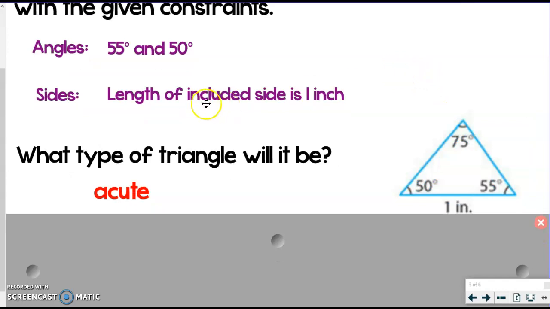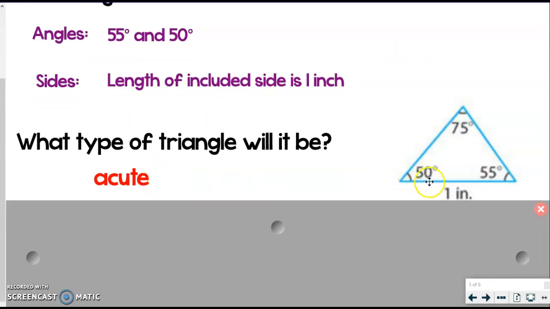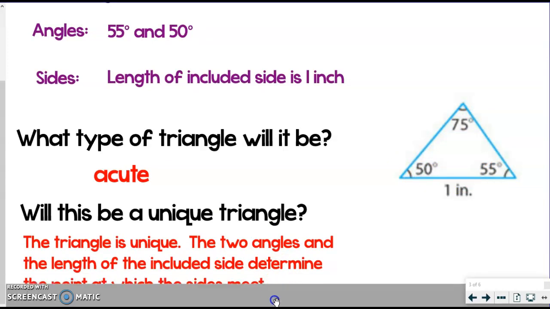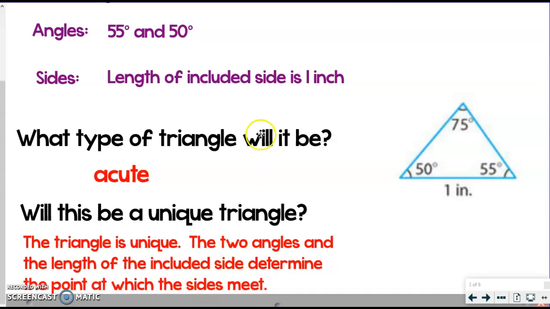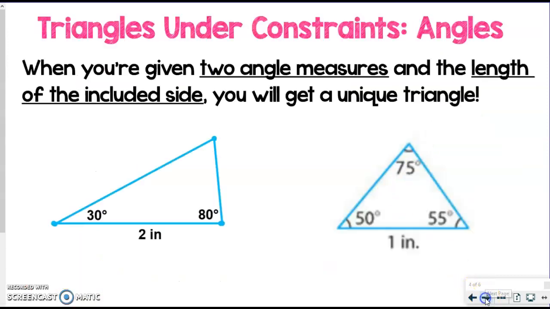Okay, and this is an acute triangle, right? They're all less than 90 degrees. So again, this is a unique triangle, very similar to the last one, because it had two angle measurements we had to include and a side length measurement. And so that made it so that this final angle was going to have to meet there no matter what. Even if I extended the lines, they're going to end up meeting at that specific angle.